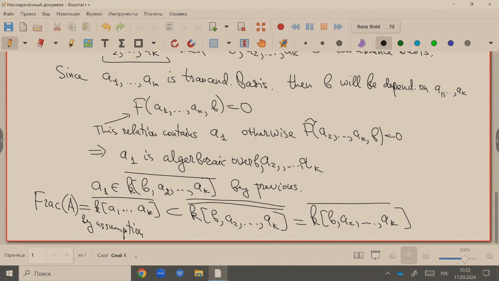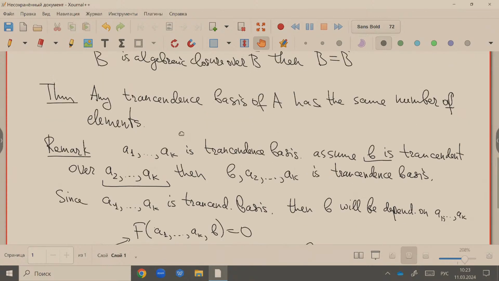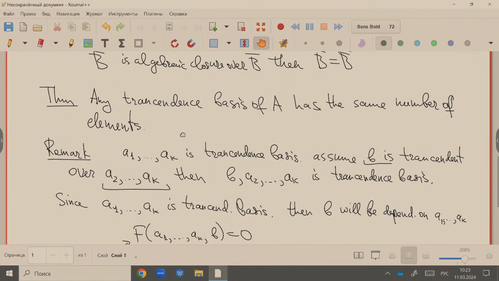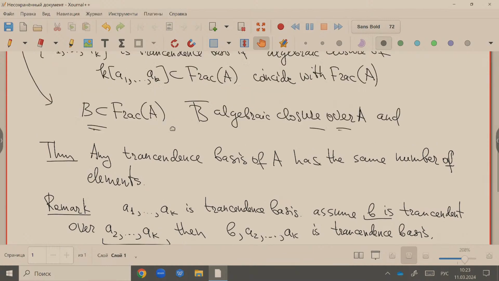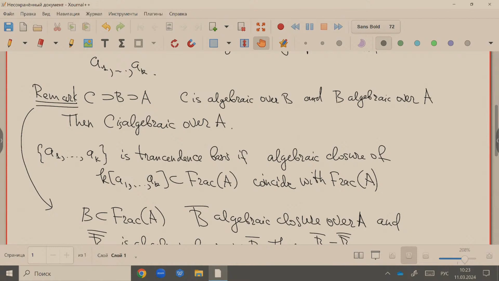Хорошо, понятно? А можете еще раз, пожалуйста, пояснить, почему двойное взятие алгебраического замыкания сравнивается? Вот смотрите, потому что у нас есть вот такая лемма, что если вы берете алгебраические элементы над А, и С это алгебраические элементы над Б, то С составляет множество алгебраических элементов над А.